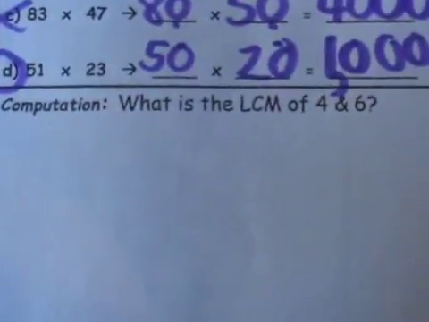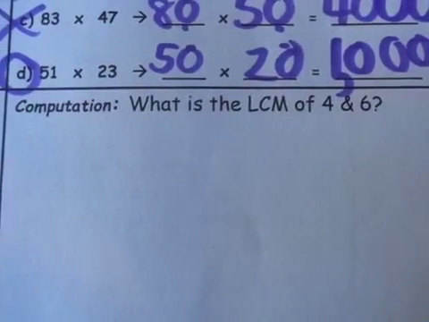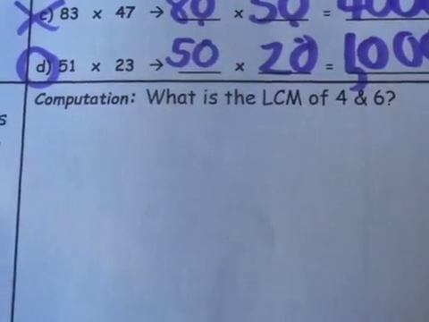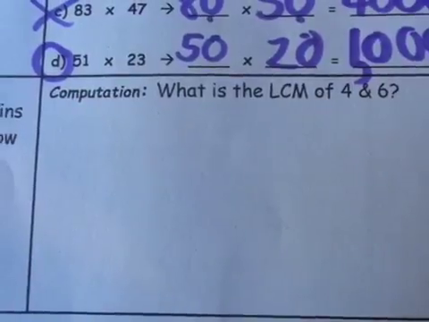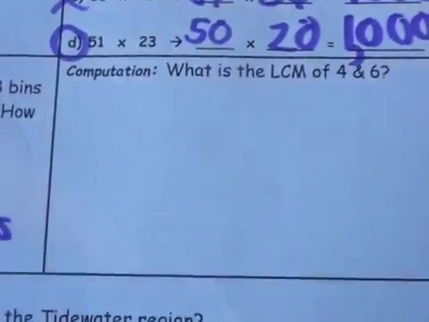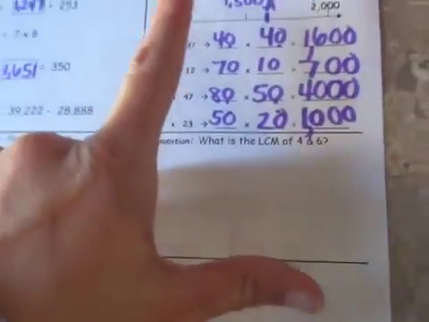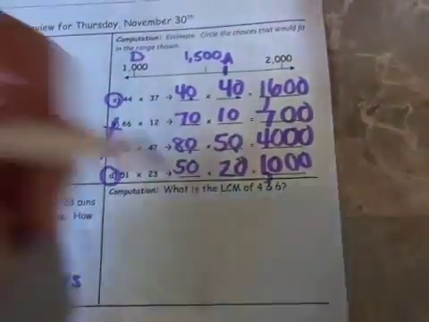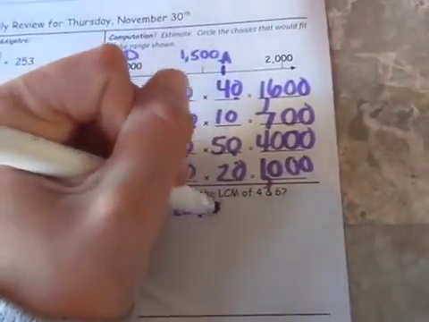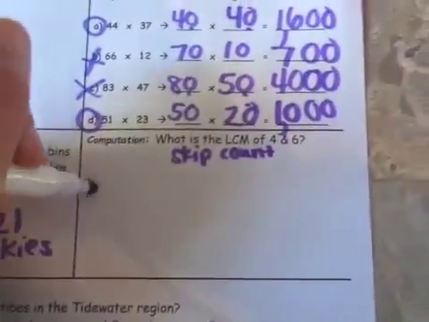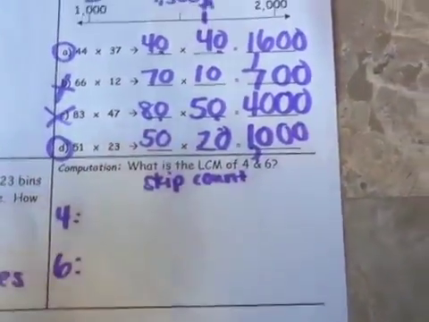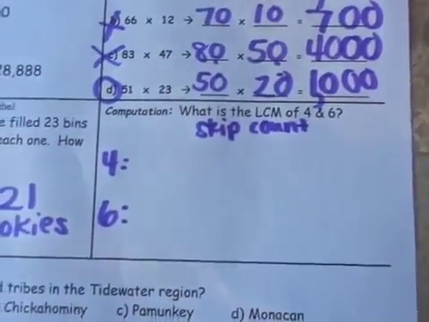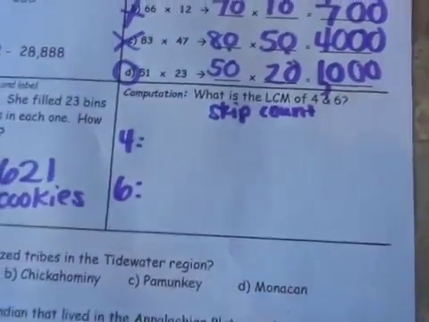Next question. What is the LCM of 4 and 6? LCM. Got to know that stands for least common multiple. Are you doing your sign language with me? LCM. Woohoo! Multiple means skip count. So I'm going to skip count by 4 and 6. And I'm trying to figure out what do they have in common. The lowest number they both have in common.